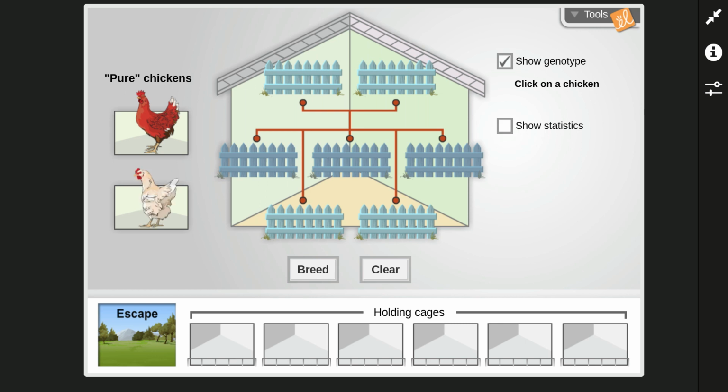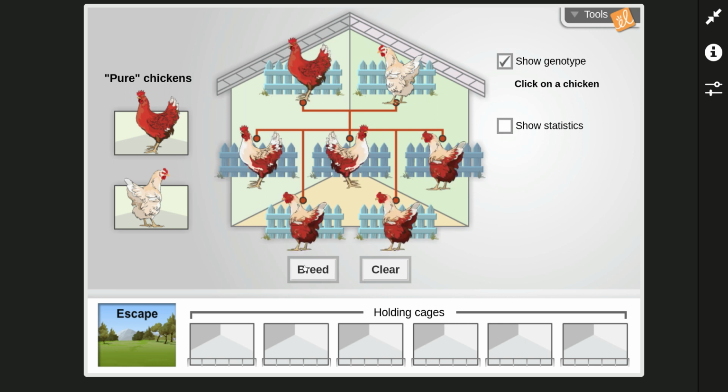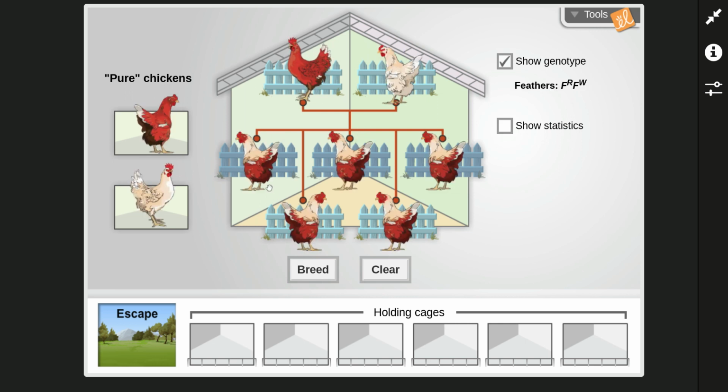Now, in activity A, it's asking us to start with some predictions. So what do we think the red and white offspring are going to look like? What do we think is going to happen when we breed a pure red and a pure white? We went over this in the introduction, and we went over it in class. We end up with chickens each time that have red and white feathers.